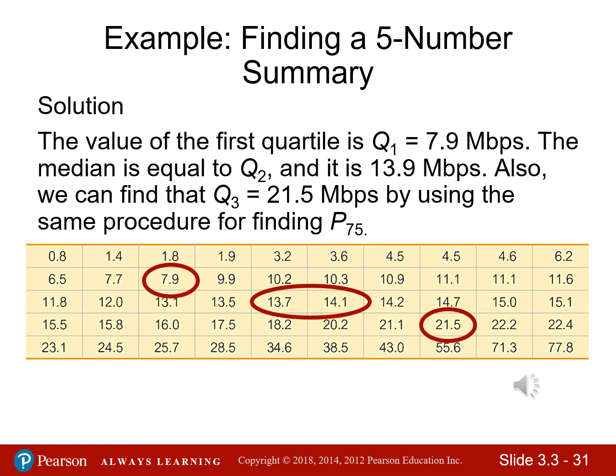And finally, if we want to find our 75th percentile or our third quartile, we'll use our locator value, and we'll let K equal 75 over 100 multiplied by 50. This gives us 37.5, and we round that up to 38. So at the 38th position, we find that the third quartile is 21.5.